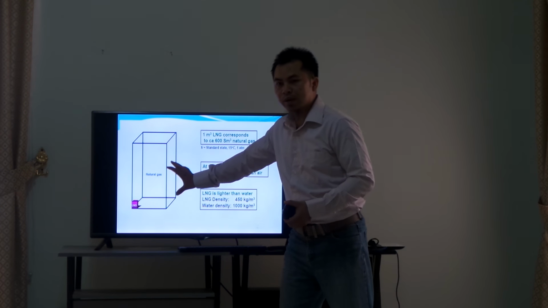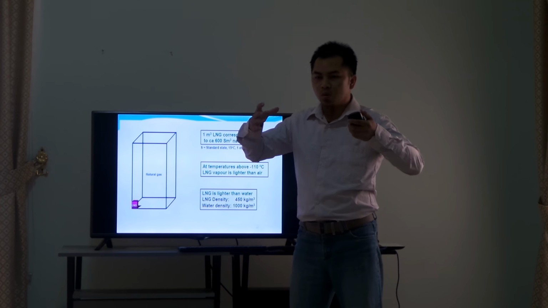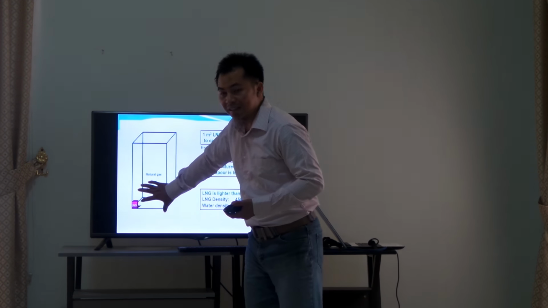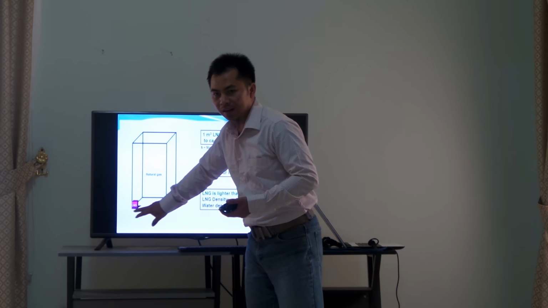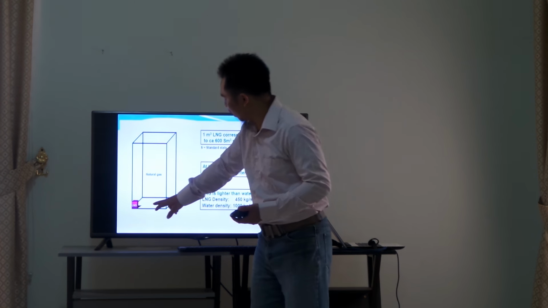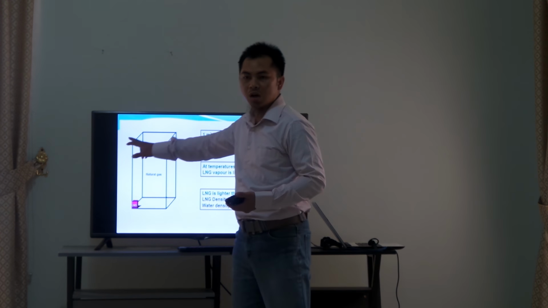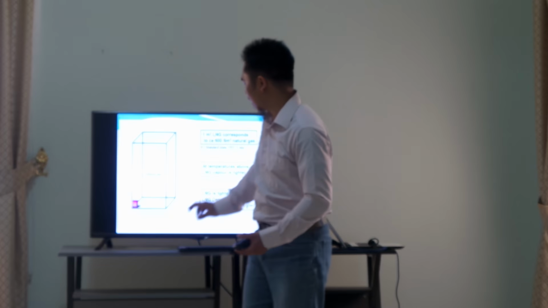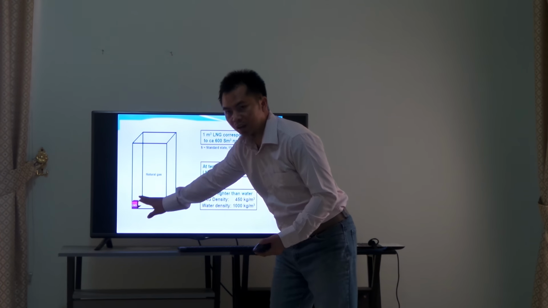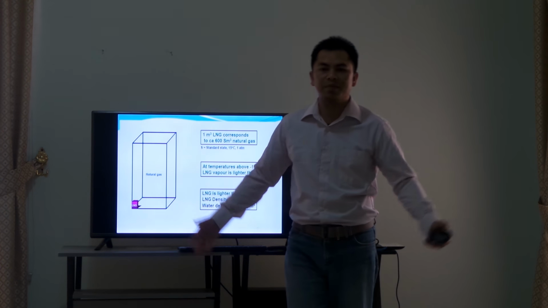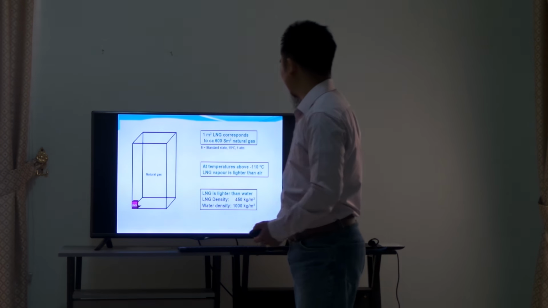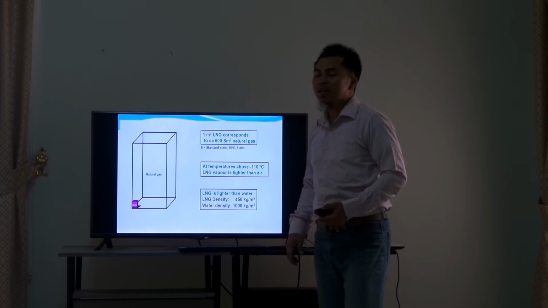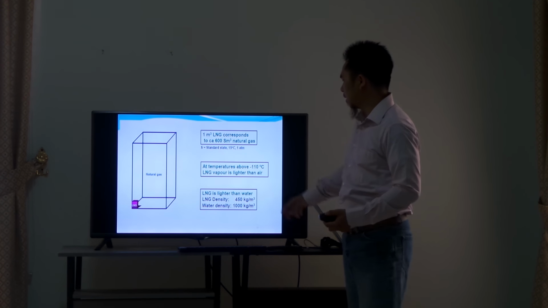Like I told you, when you want to collect and store natural gas in gas state, say 600 liters, you have to spare this big a storage. But when you convert the 600 to liquid, you only need this kind of small storage. See the difference between gas and liquid. The statement is: 1 cubic meter of LNG corresponds to 600 cubic meters of natural gas.